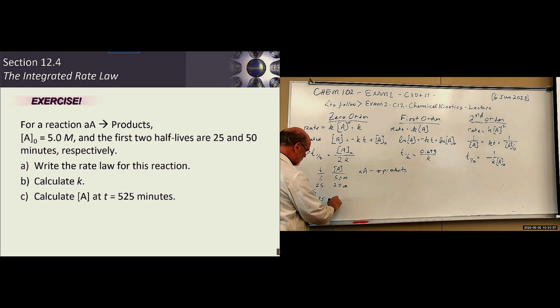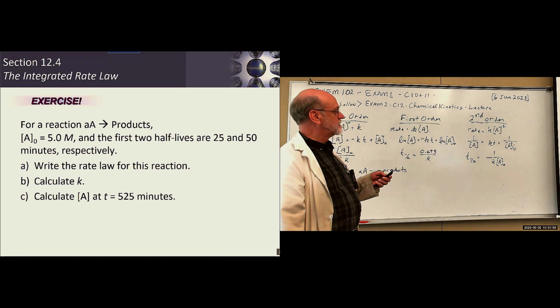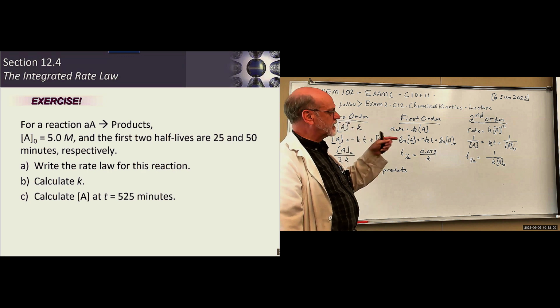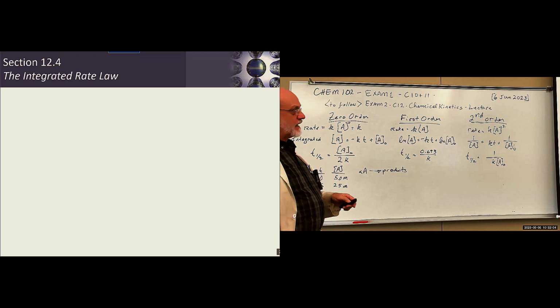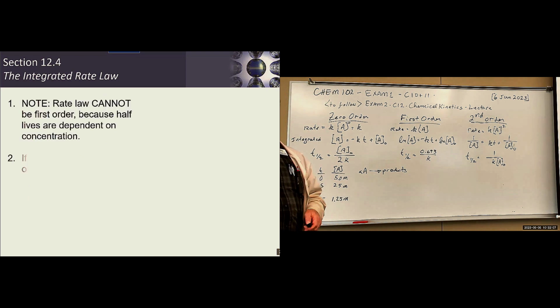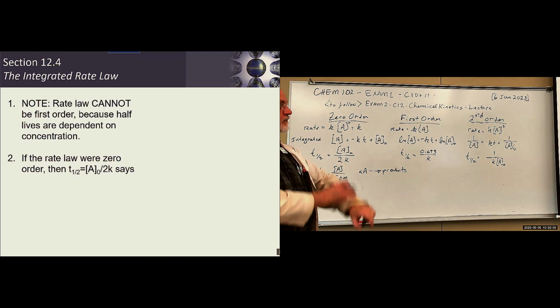So that's 1.25. And so there's our data table. Now, we may not need that, but it's true nonetheless. Write the rate law for this reaction. In the interest of time, write the rate law, calculate the K, then calculate A at 525 minutes. I've got this laid out in slides, so this is going to get us through it quicker so I don't run over.